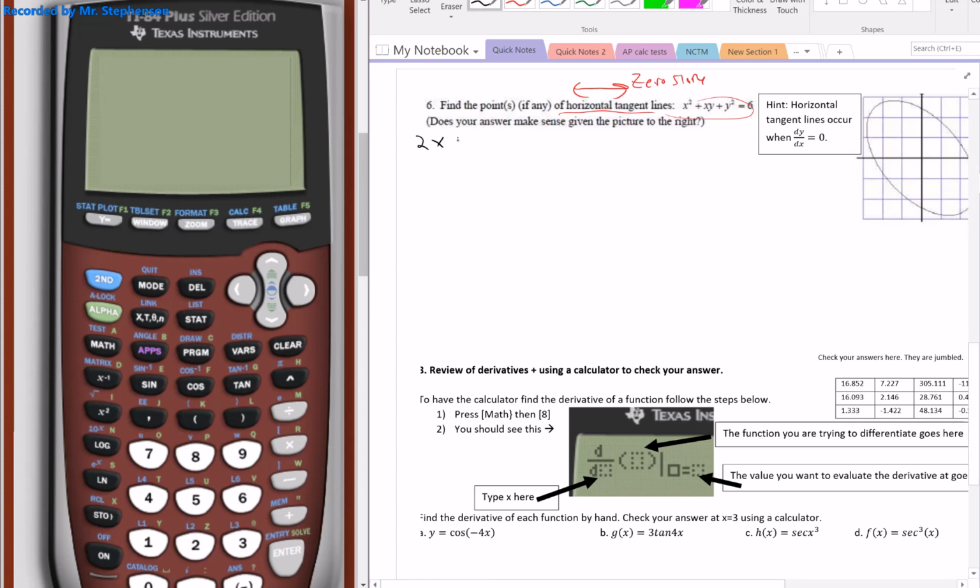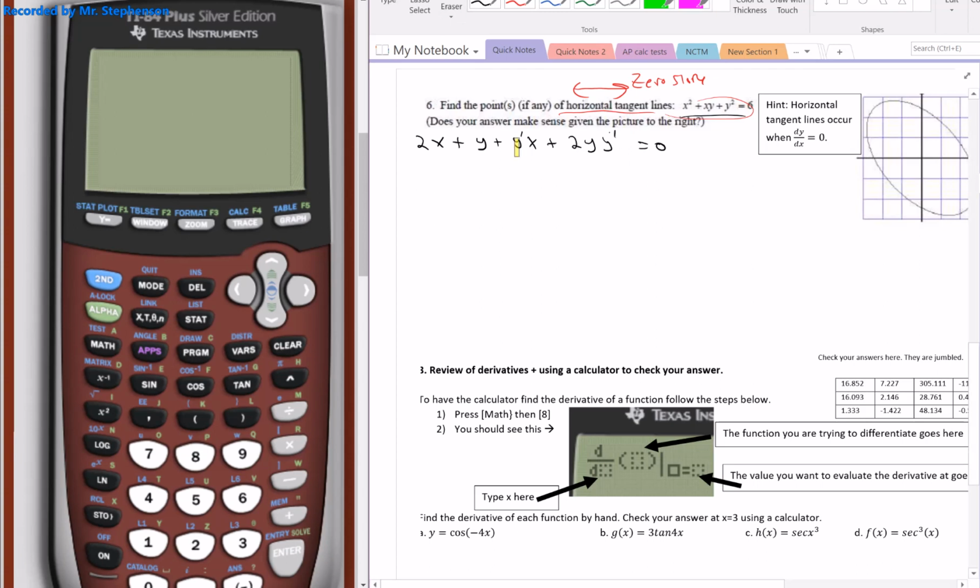2x plus the derivative of x is 1 times y, plus the derivative of y is y prime times x, plus 2y dy/dx equals 0. Just so you know, if you graph x squared plus xy plus y squared equals 6, you get this ellipse-like shape over here on the right. Oh, look at that. I've been messing up the notation here. This is y prime.